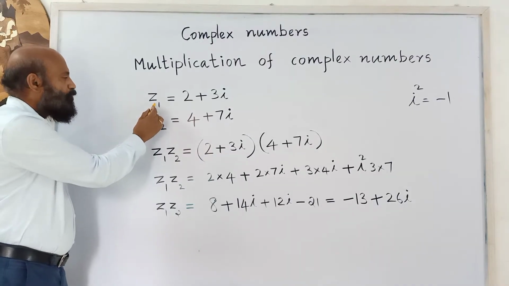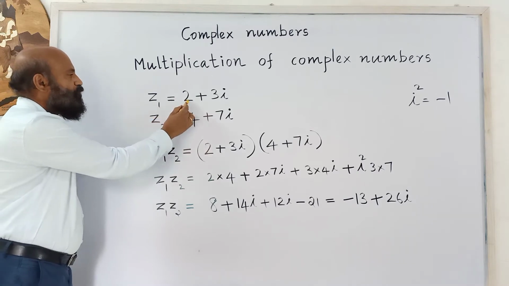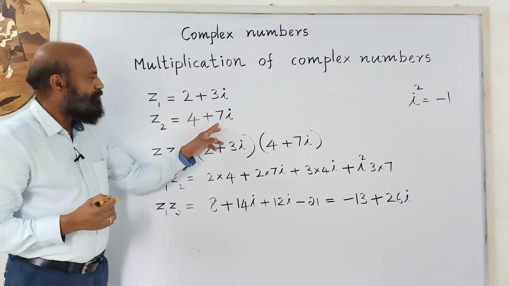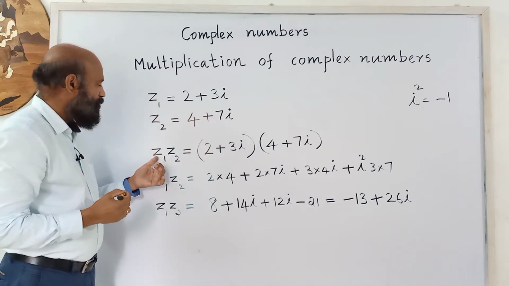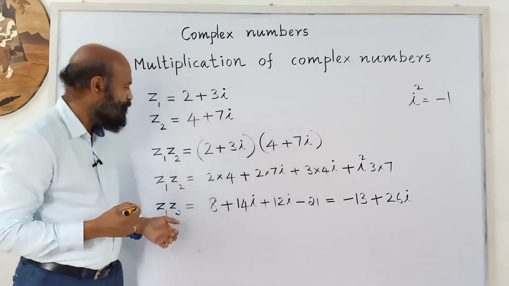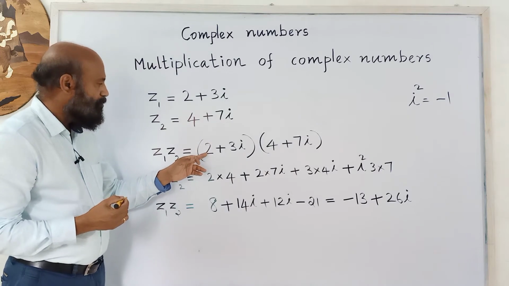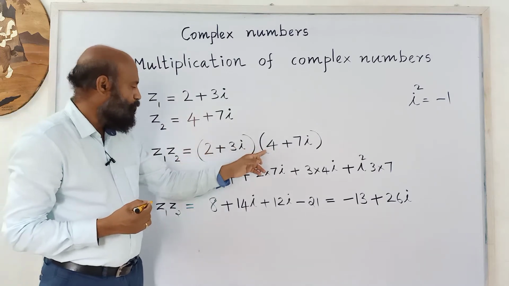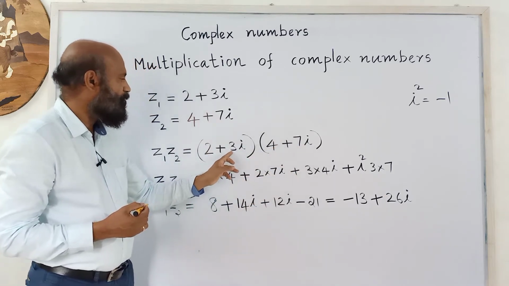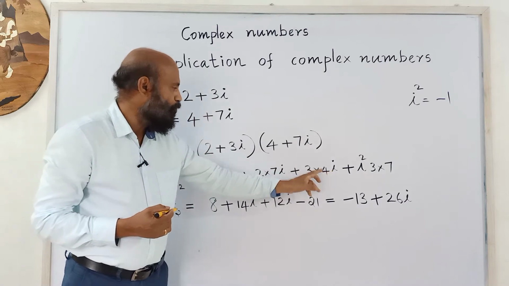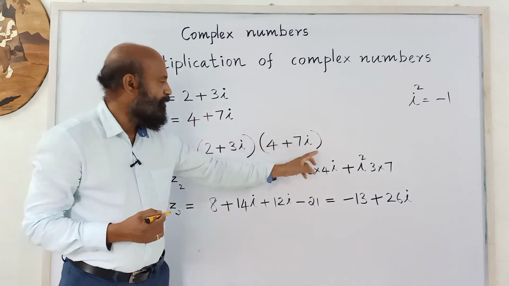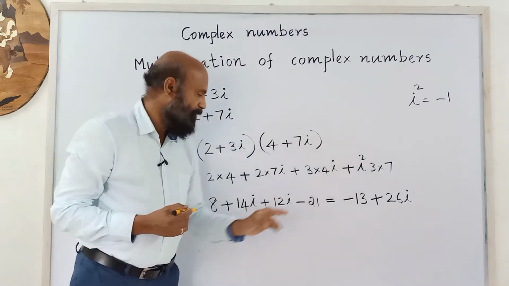Now let us multiply these two complex numbers. Z1 is 2 plus 3i, Z2 is 4 plus 7i. Z1 into Z2 is (2 plus 3i) into (4 plus 7i). Then you multiply each term: 2 into 4, plus 2 into 7i, plus 3i into 4, plus 3i into 7i, that is i square, then 3 into 7.